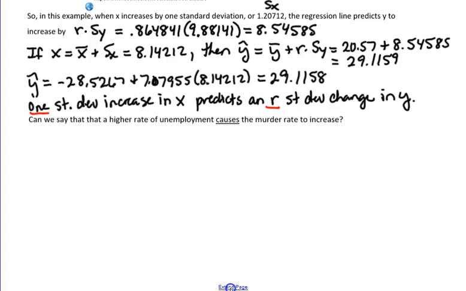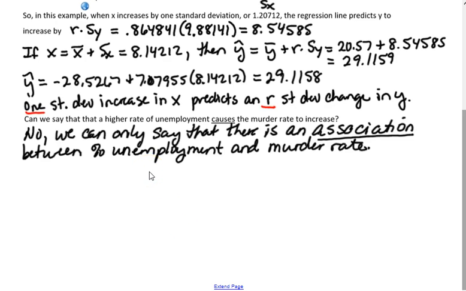Couple more points here. Can we say that a higher rate of unemployment causes the murder rate to increase? No. We can only say that there is an association between the 2 variables. We can only determine cause and effect if there were an experiment, and it would be impossible to do an experiment in this case. You know, randomly assign half the people to be unemployed and half to be not unemployed and then see who got murdered more. No, that would not work. So we can only say there's an association.